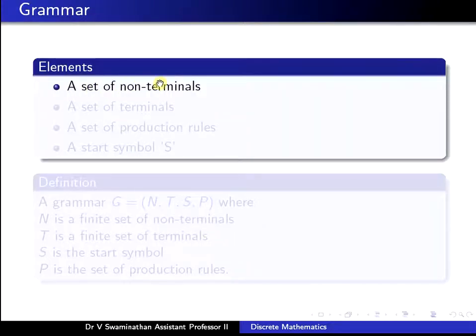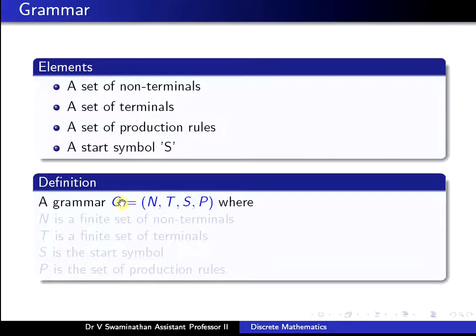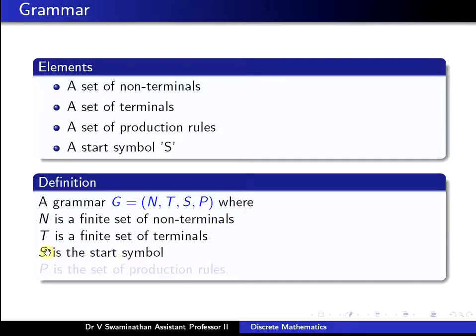So we have these elements, that is a set of non-terminals, a set of terminals, a set of production rules, along with a specific component called start symbol S. So with these four elements, we define grammar formally as G, a four-tuple (N, T, S, P), where N is a finite set of non-terminals, T is a finite set of terminals, S is the start symbol, which is also an element of N, and a set of production rules capital P.